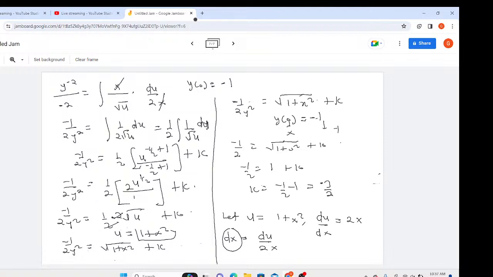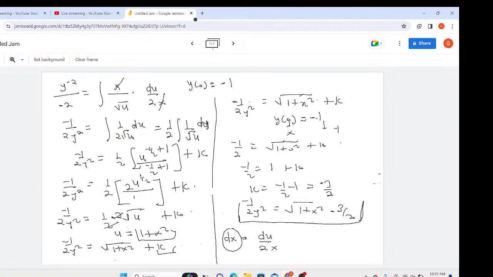So now that we have k, we'll just put our k back into our original solution. So we'll have negative 1 over 2y squared is equal to root 1 plus x squared minus 3 on 2, because our k here is minus 3 on 2. So we can leave this as our solution.